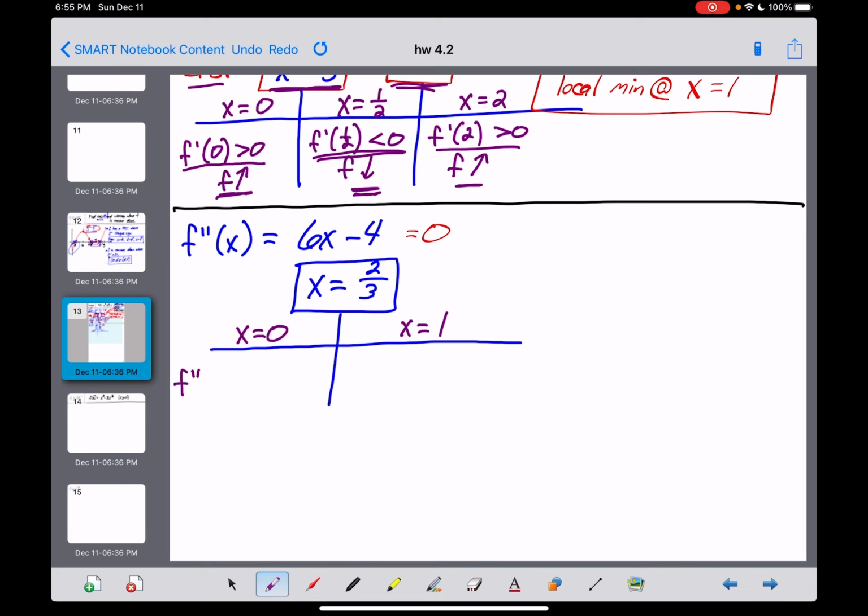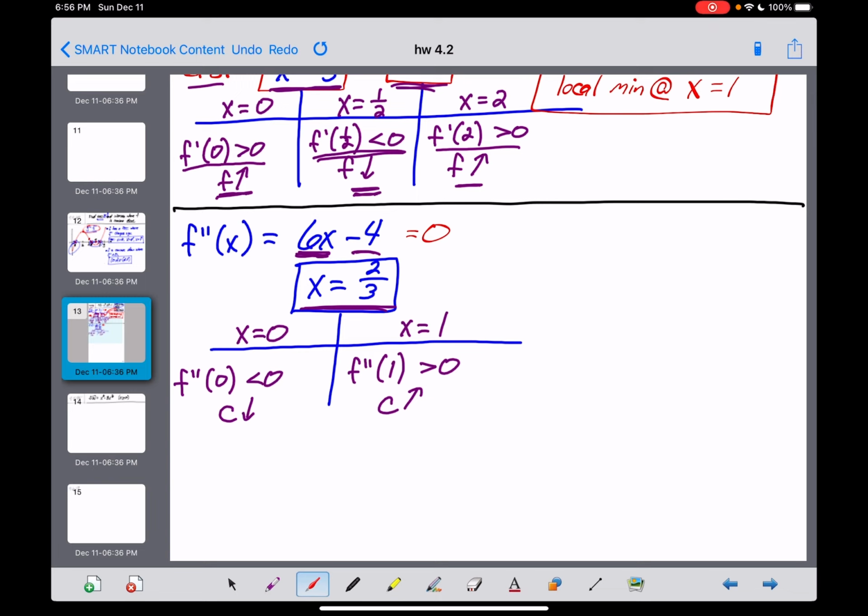So I want f double prime of 0. And what does that do for us? 6 times 0 is 0, minus 4 is negative. We are concave down for all x values less than 2/3. And again, let's not assume. Let's go f double prime and let's put in 1 now. 6 times 1 is 6, minus 4 is a positive 2. We are concave up.